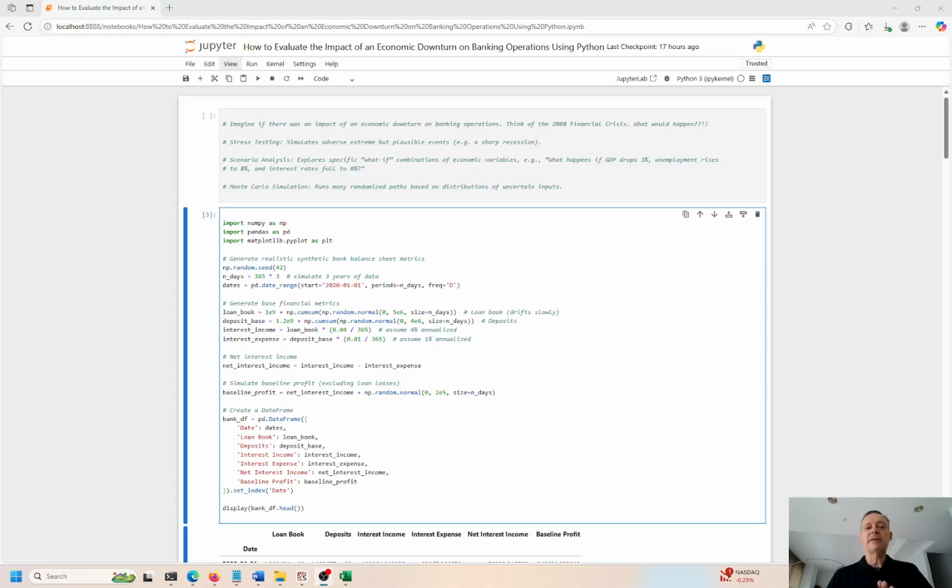So, in this analysis, I want to look at how to evaluate the impact of an economic downturn and how that can have an effect on banking operations. I worked for a lot of banks over the course of my career. We're going into a period now where there could be a lot of tariffs imposed in the United States and other countries too, and we're going through kind of a tariff battle or a tariff war or whatever you want to call it. So there could be a huge economic downturn.